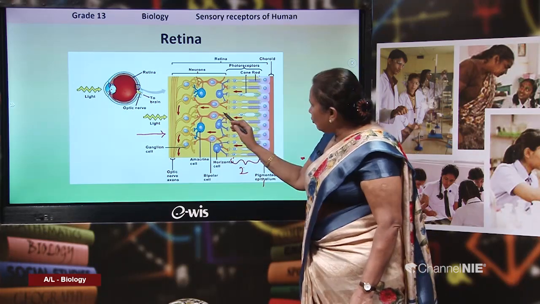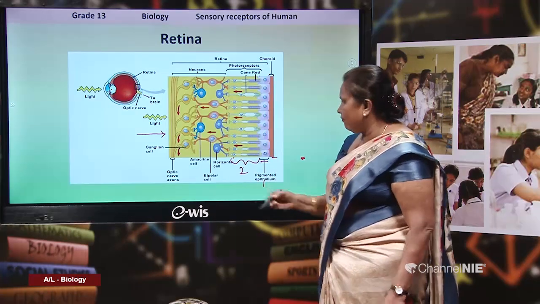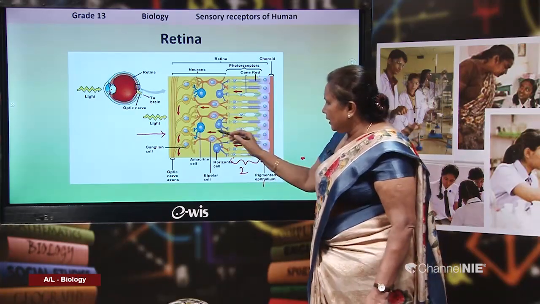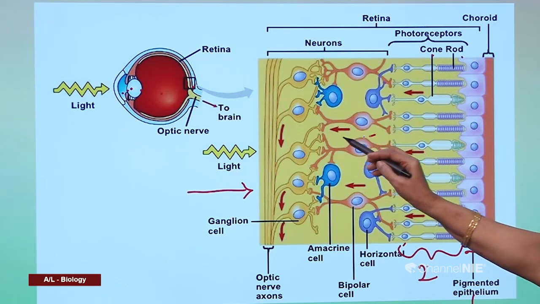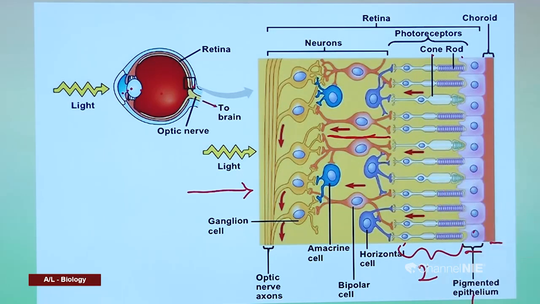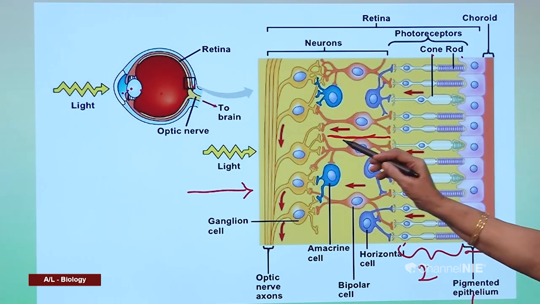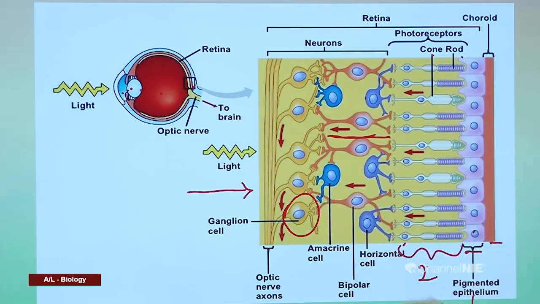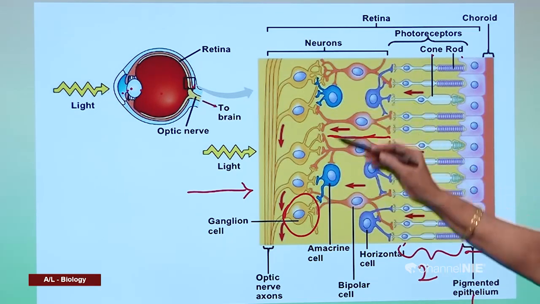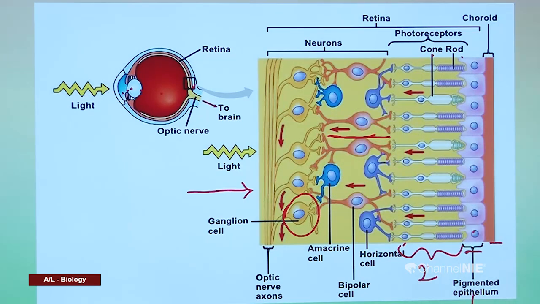There are actually different types of neurons found in the retina. You can see this particular type, this is called bipolar neurons, right? Then the next group here, this one is known as the ganglion cells, right? These are also part of the neurons.